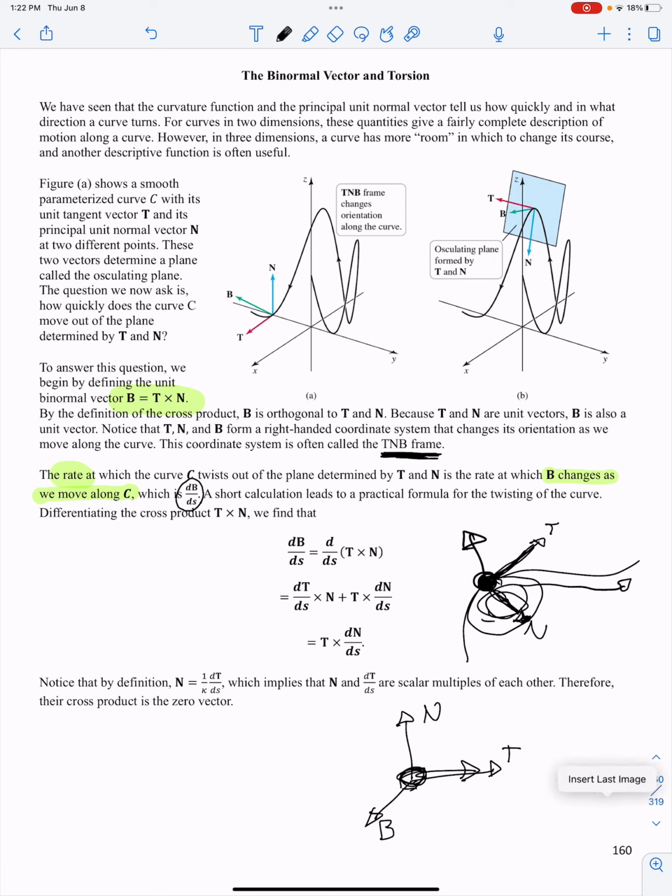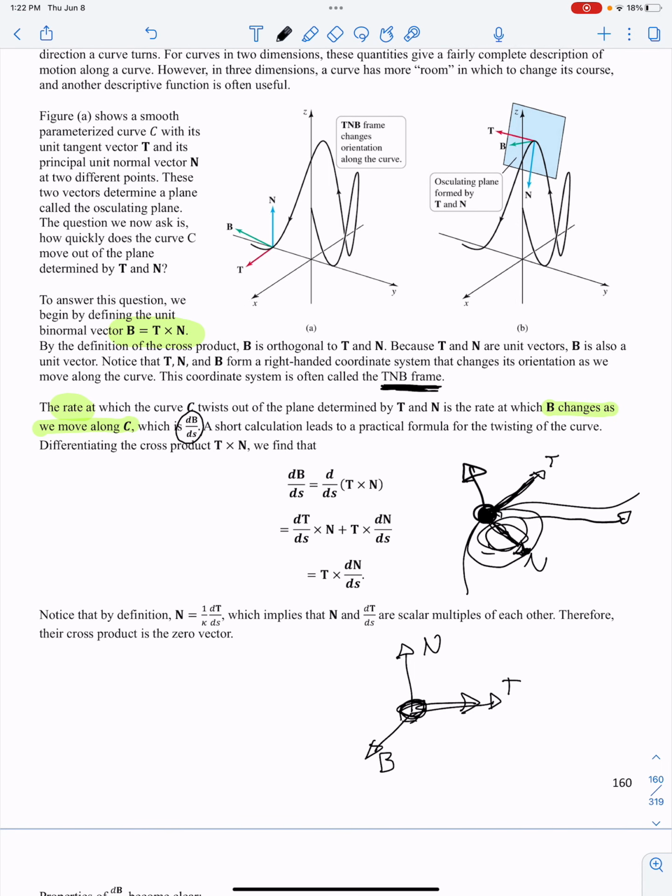We know B is T cross N. So if we take the derivative of B with respect to s, we could just replace B with T cross N. Then we can follow that product rule. Given cross products, I take the derivative of the first times the second, and then I take the first one times the derivative of the second one.